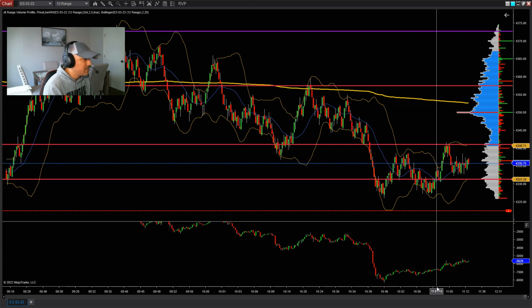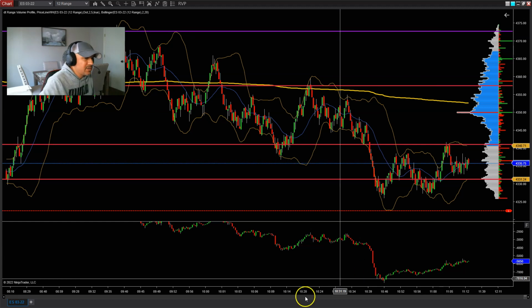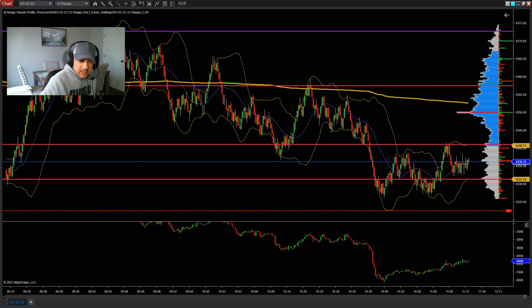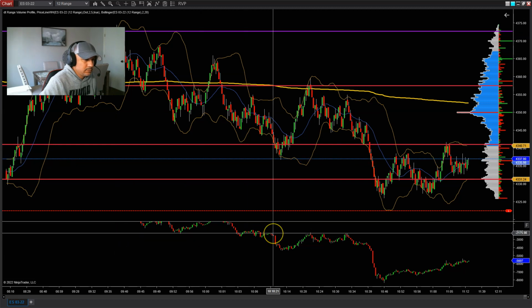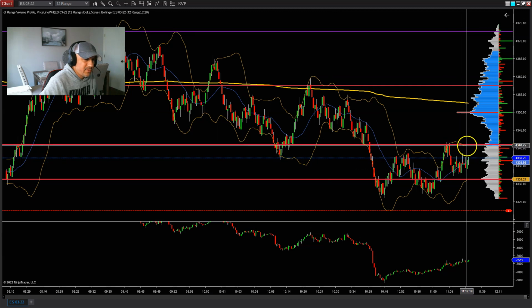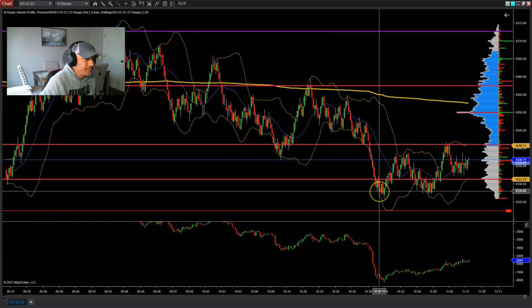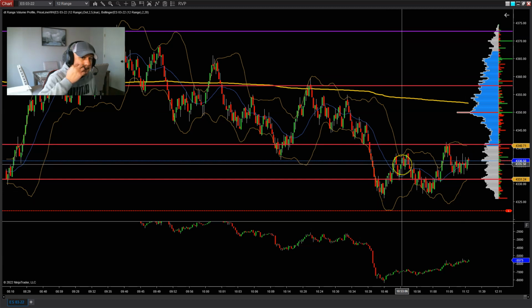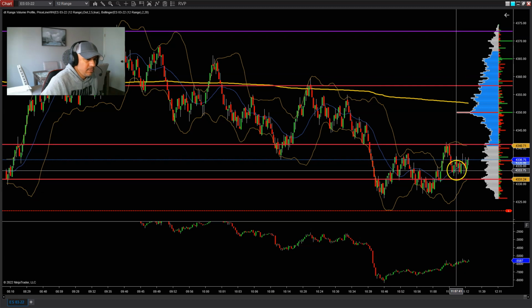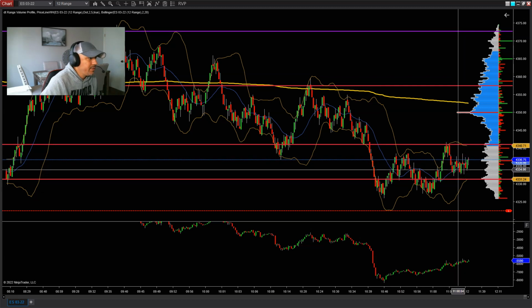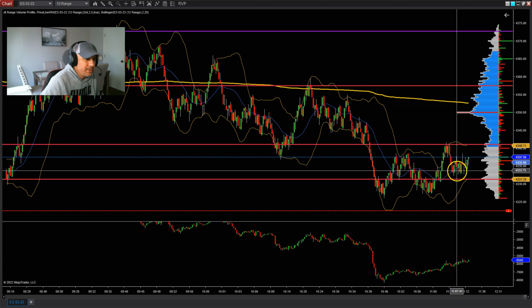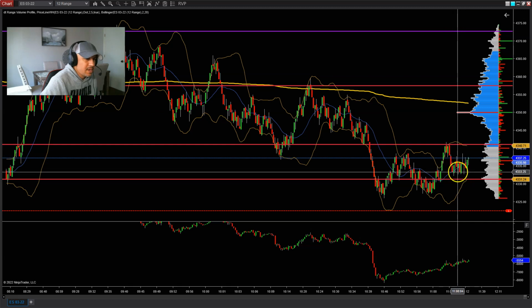So let's see what happens here. Market's just chopping sideways. It's 11 o'clock. I want to see what happens when it breaks this area right here, this red line here. Right now, price is bouncing off the 20-period moving average right here, pulling back to it. It's a good trade for a scalp right here.